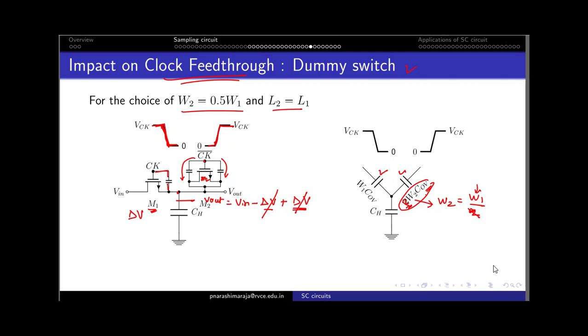As far as the dummy switch is concerned, it clearly indicates that I can eliminate the clock feedthrough error, but it doesn't eliminate the error that is induced by the channel charge injection.